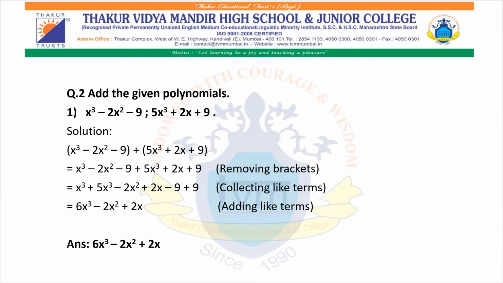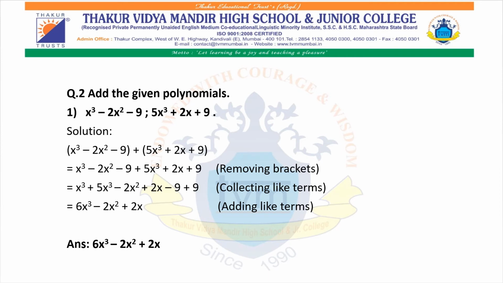Question 2. Add the given polynomials. First, x cube minus 2x square minus 9 and 5x cube plus 2x plus 9. Solution. First, we are going to write both the polynomials in brackets. The second step is we are going to remove the brackets. So, x cube minus 2x square minus 9 plus 5x cube plus 2x plus 9. Now, we are going to arrange the like terms together. So, x cube plus 5x cube minus 2x square plus 2x minus 9 plus 9.